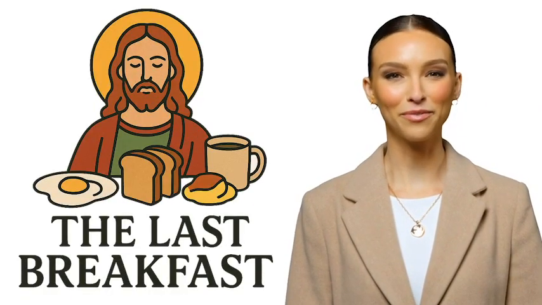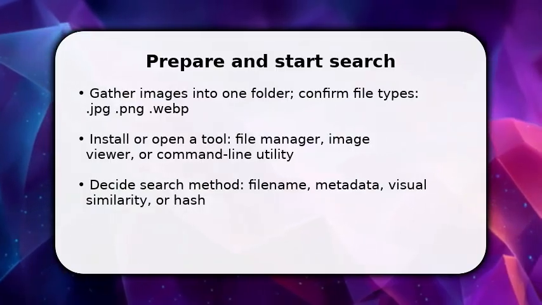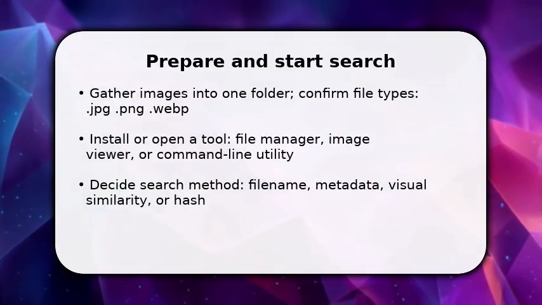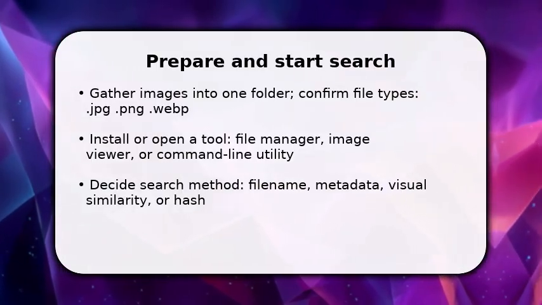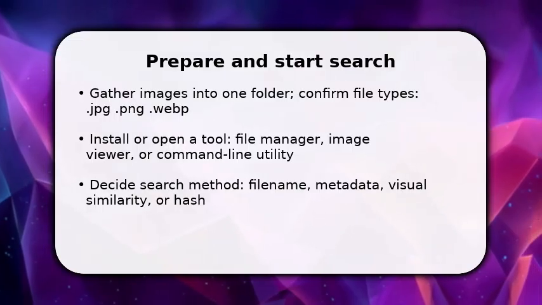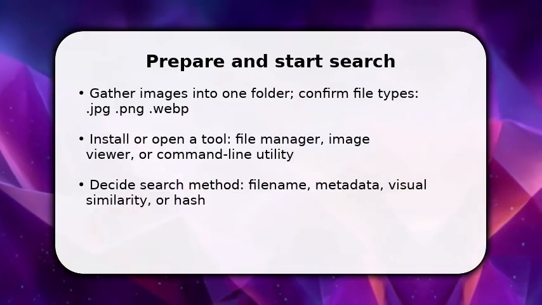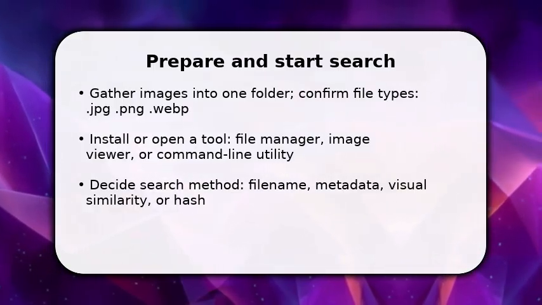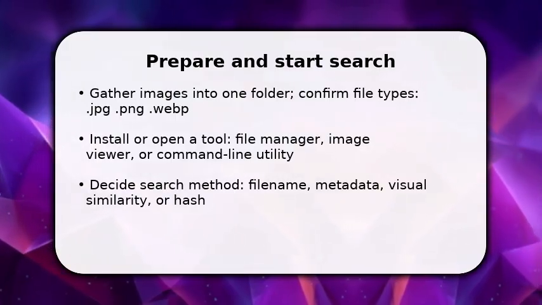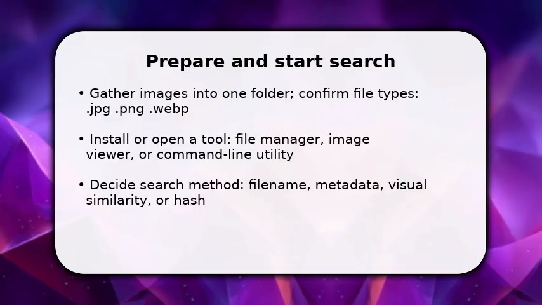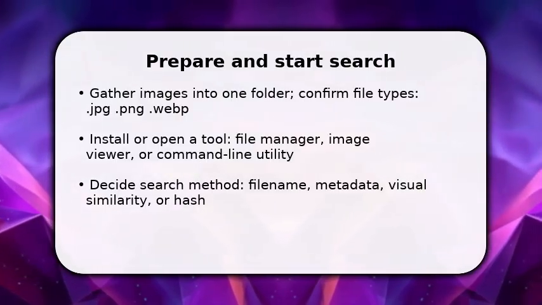Please enjoy the video. You begin by collecting all target images into a single folder so searches act on one set. Once done, open your chosen tool, a file manager for file name queries or an app that reads metadata and visuals. Make sure to pick a method now: text-based, file names, EXIF, hash-based, exact duplicates, or visual similarity, near duplicates. I'll show why each matters and how to start. Choose the quickest option for your goal and run the first simple query to confirm files are accessible.